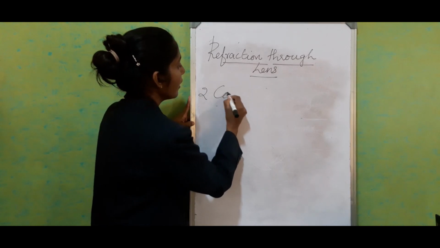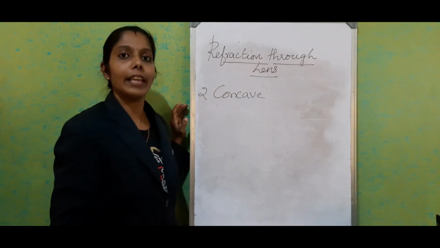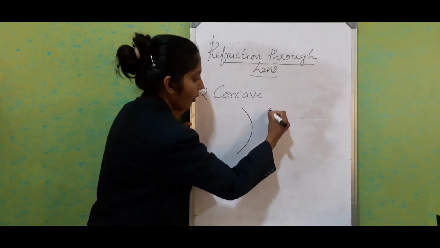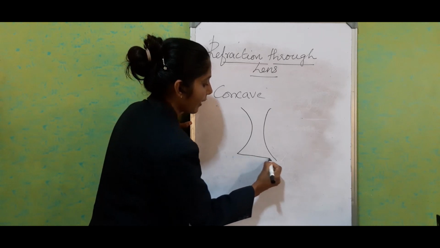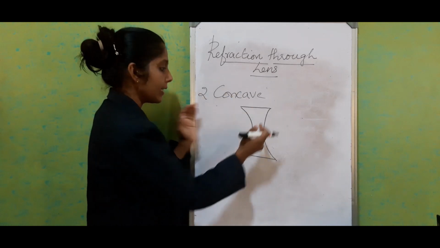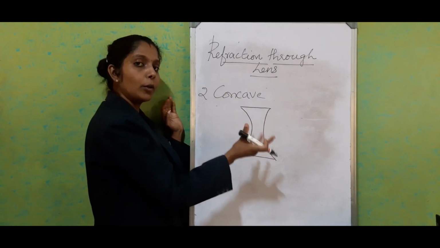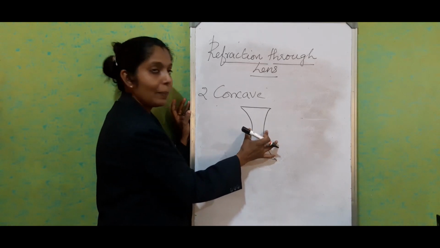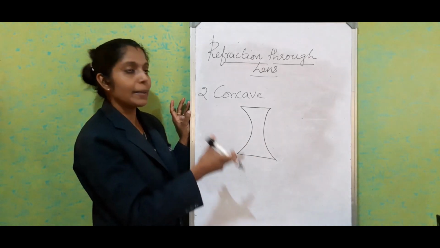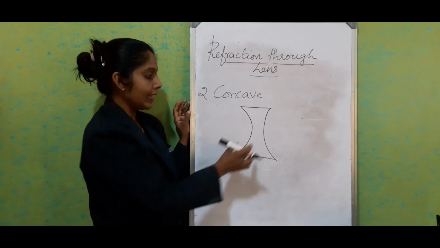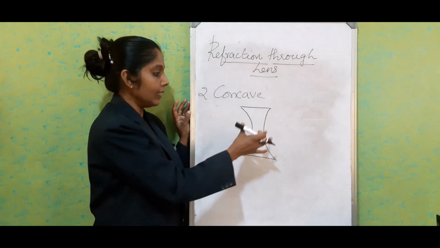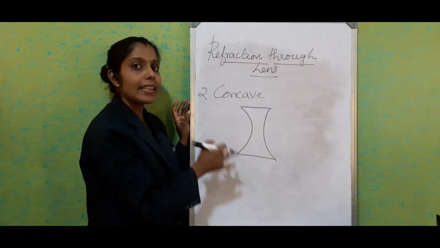Second one we have concave lens. Cave, we know the meaning of cave. So if we draw the shape of a concave lens, both sides are like a cave, inward inside. If you see the size of the middle portion and the side portion, here the middle portion is thin in size. If you see the periphery, it is thick in size. That is the difference between the concave and convex lens. For convex lens, the middle portion is bulged and the peripheries are thin. Here the middle portion is thin and the peripheries are thick in size.